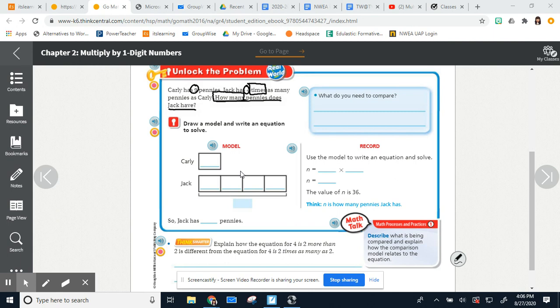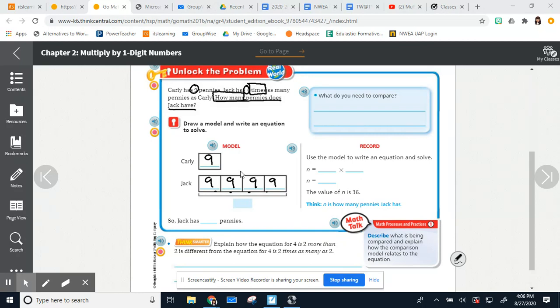And now we're going to look at the model here. So Carly is right here. I'm just going to put my 9 in that little box. Okay, now what's going to go in these guys? Well, there's our 4 boxes, so that models the 4 times as many. So I'm going to put the same number here.